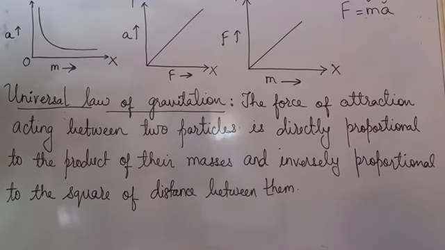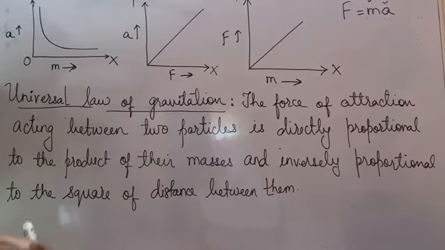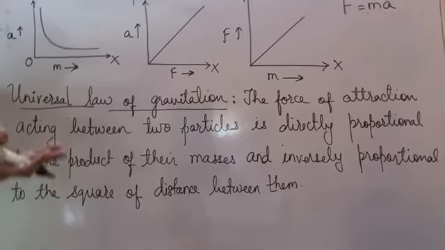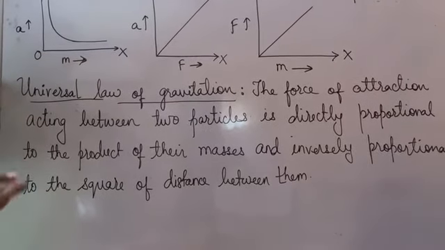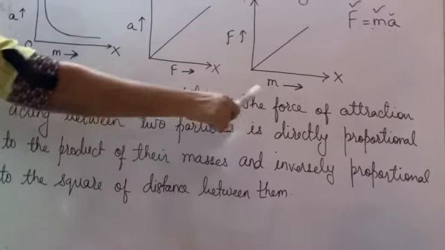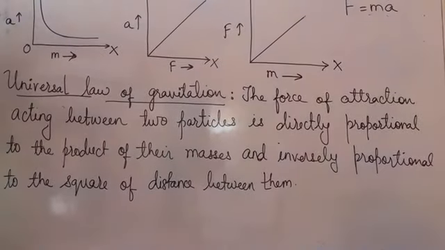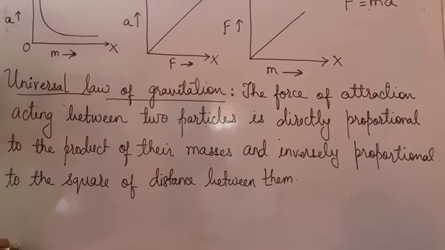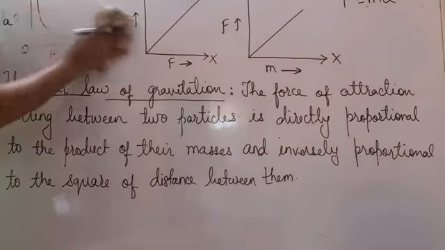Children, two particles can be anything. Earth is one particle, we are another particle. Or if I am one particle and I am throwing a stone, then these are the two particles. Two particles means two bodies. The force of attraction acting between the two particles is directly proportional to the product of their masses and inversely proportional to the square of the distance between them.